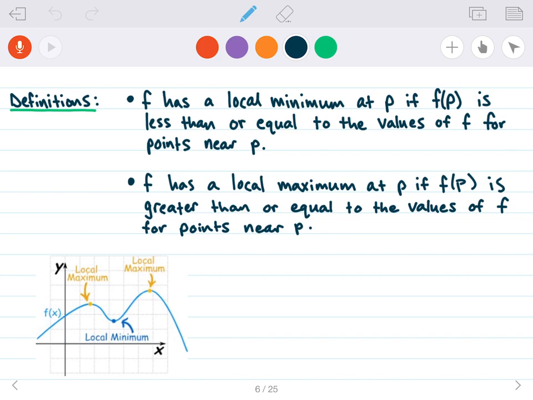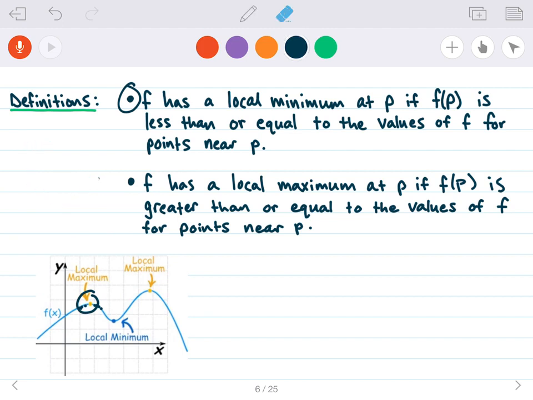pretty much, we can have local maxes and mins at endpoints. They don't have to be on humps, but in general, if we have, like the local minimum right here, points that are very close to it all have higher y values. That's basically what this definition is saying right here. We could have something like this though. Like this thing is also a local min. Or sorry, that's a local max.